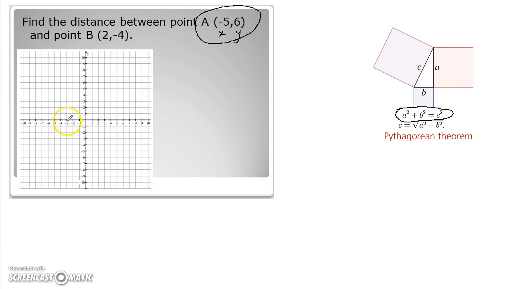So 1, 2, 3, 4, 5. Then up 6. 1, 2, 3, 4, 5, 6. There we go. Right there. Let's graph the second point. We'll make that a different color. Point B is right 2 on the x and down 4 on the y. So 1, 2, 1, 2, 3, 4, right there. So let's draw our straight lines, or as close as we can get to straight lines.